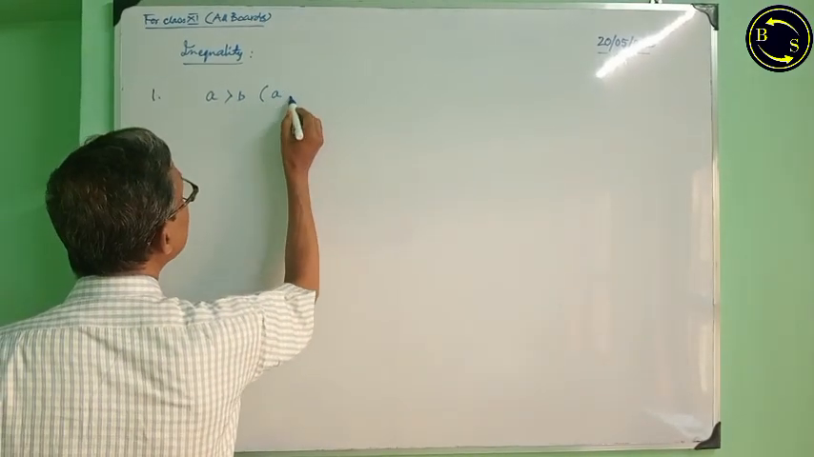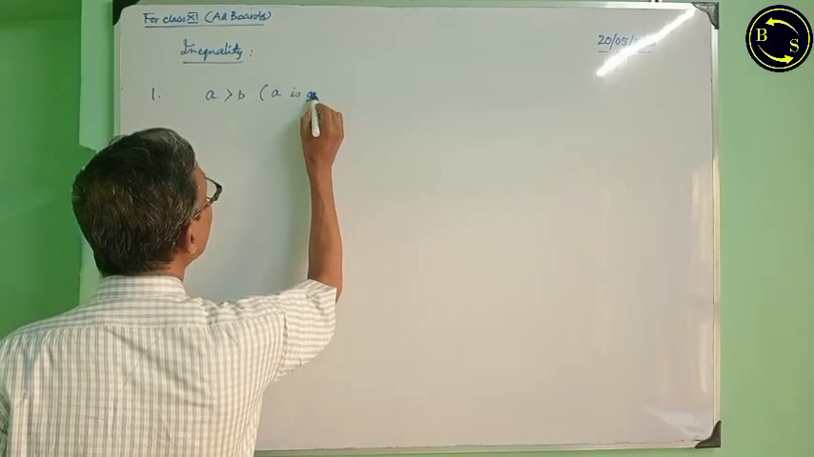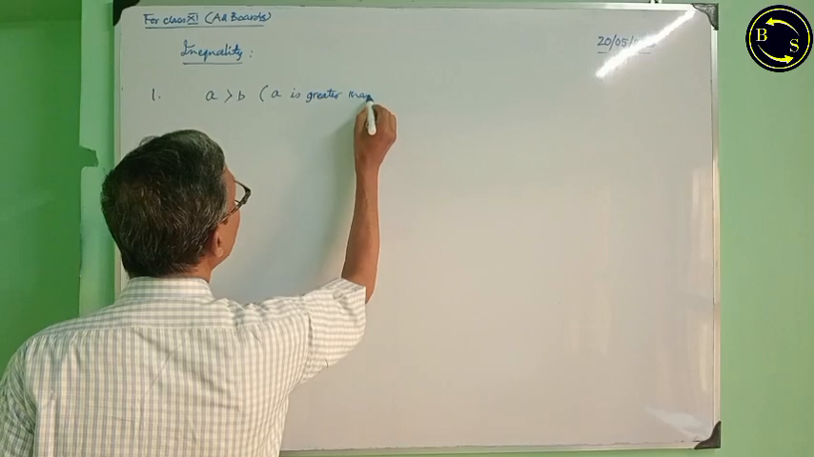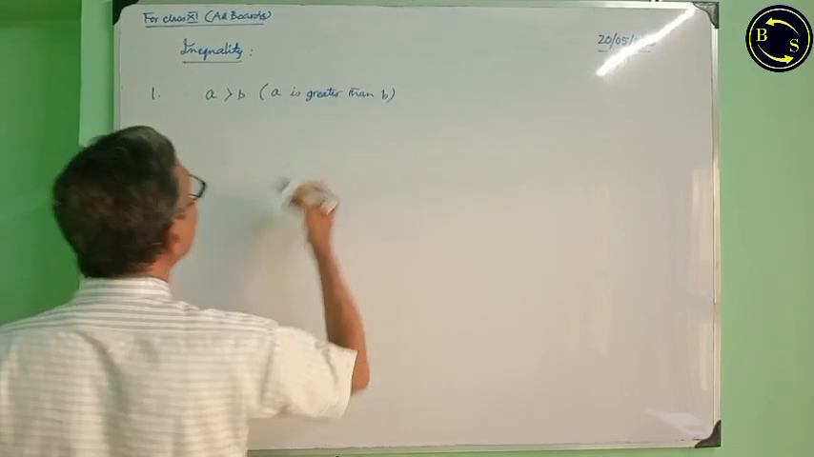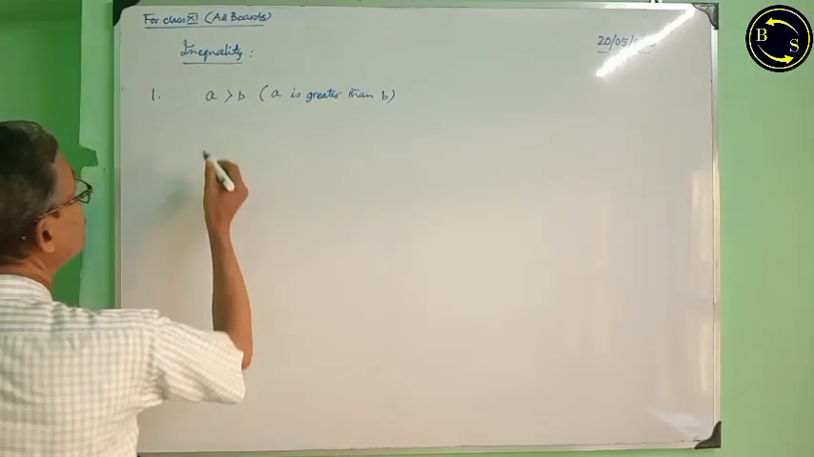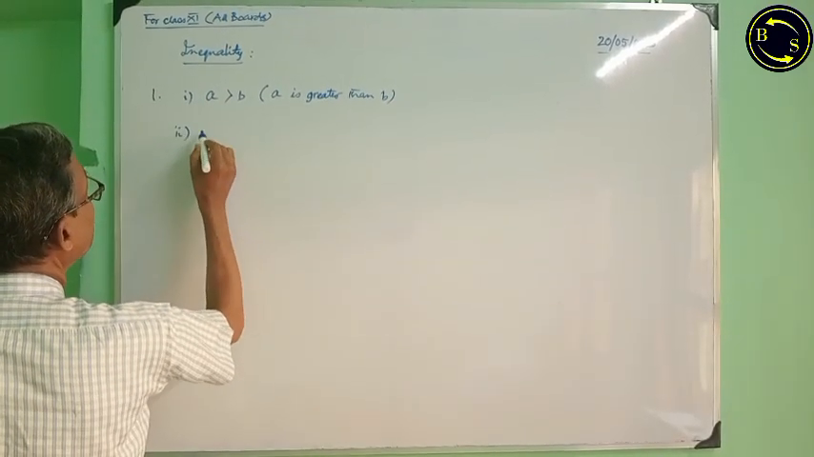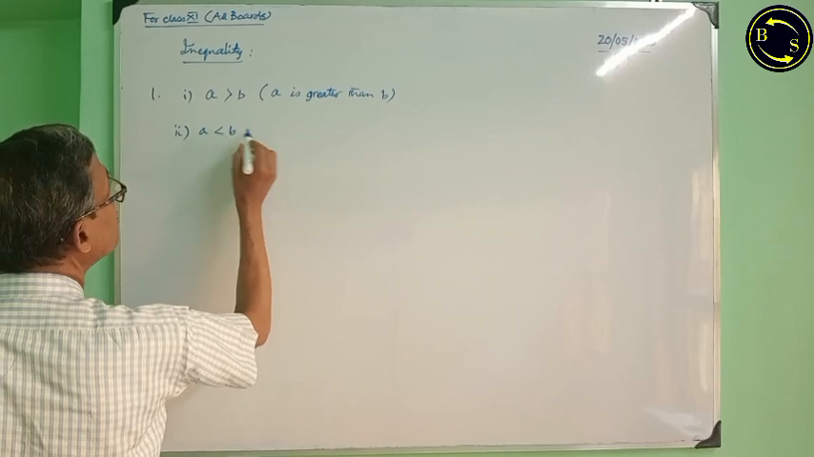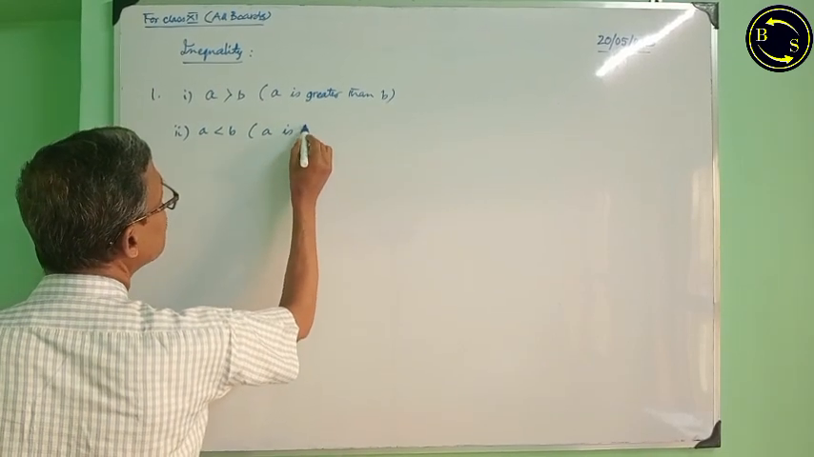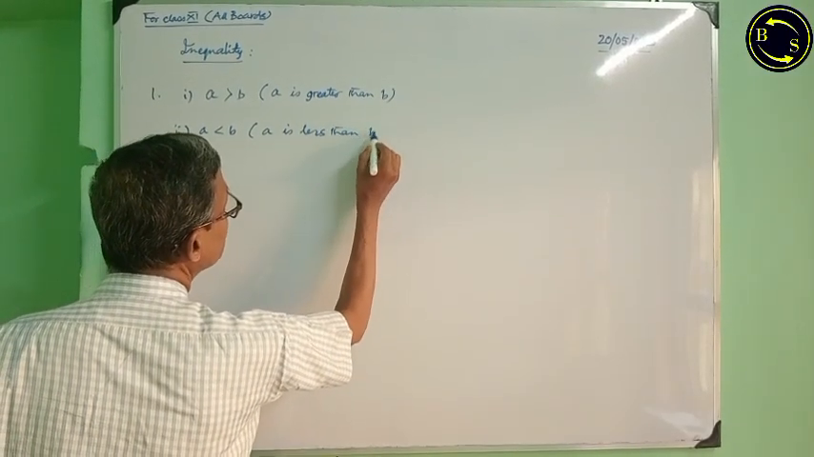Read as A is greater than B, A is greater than B. A is less than B.